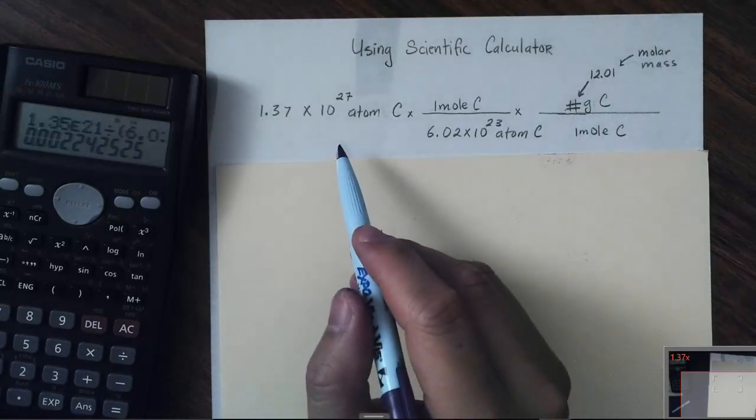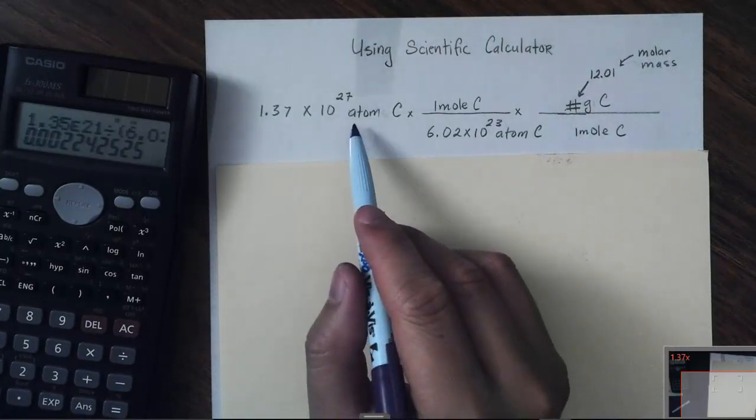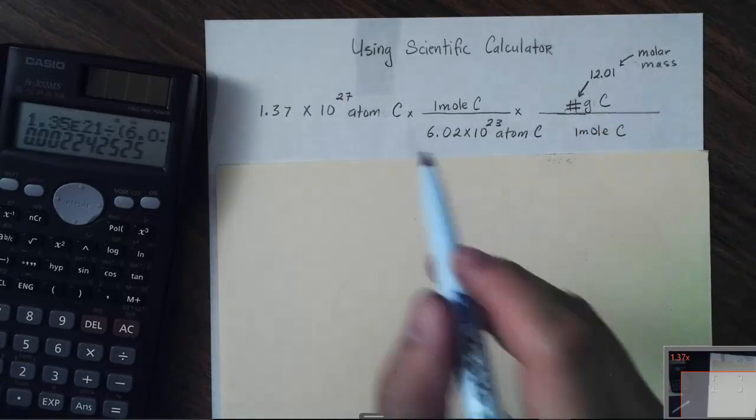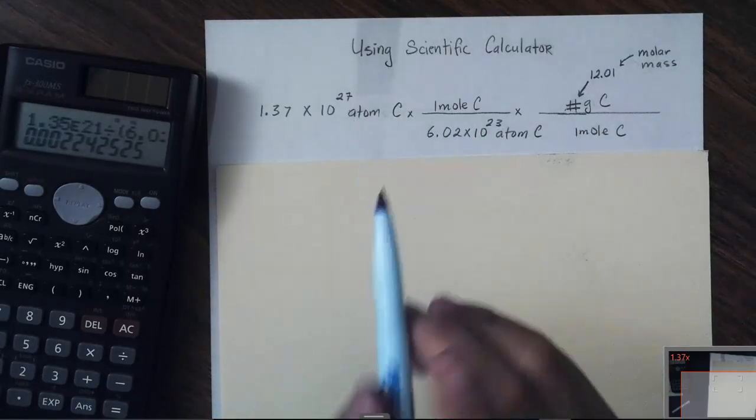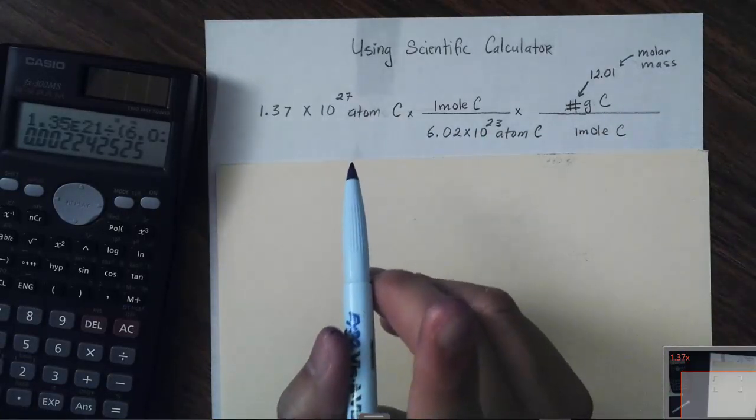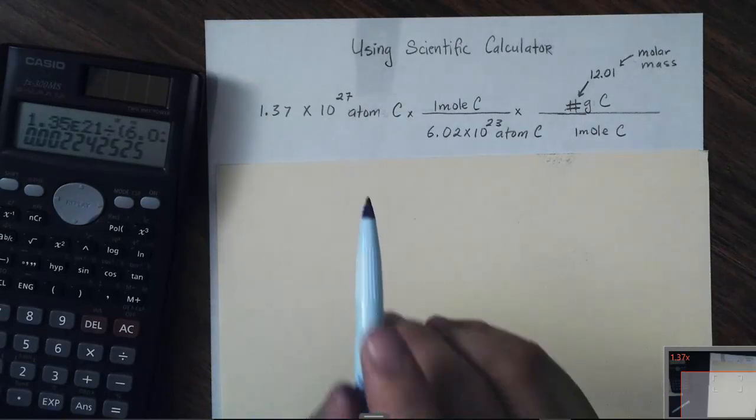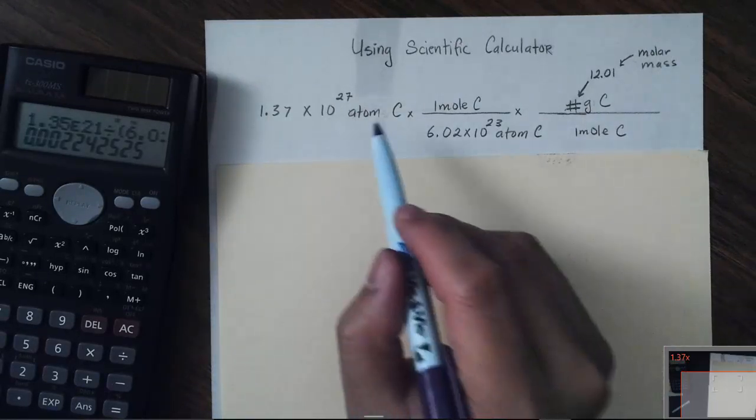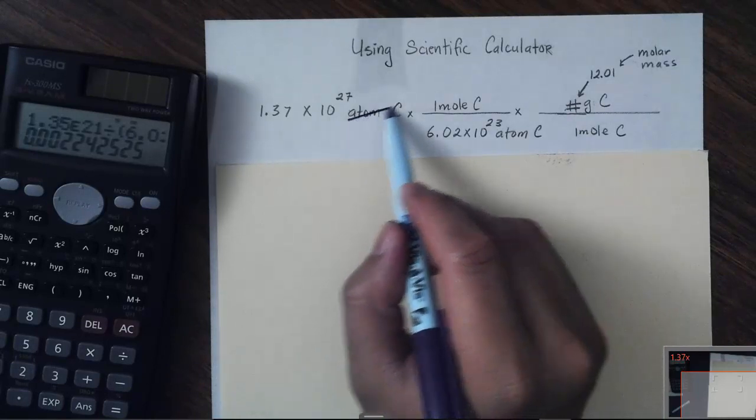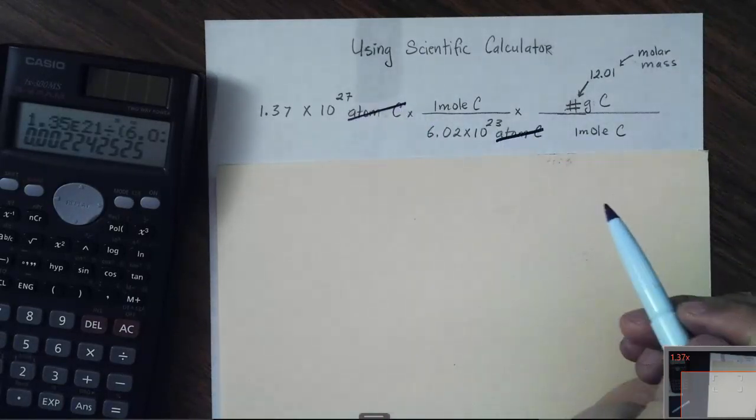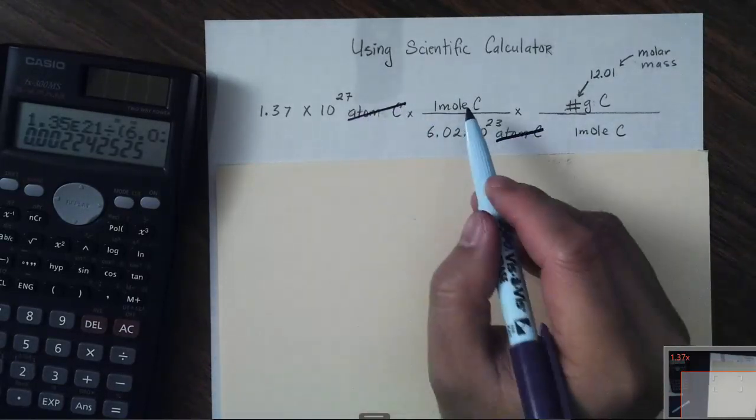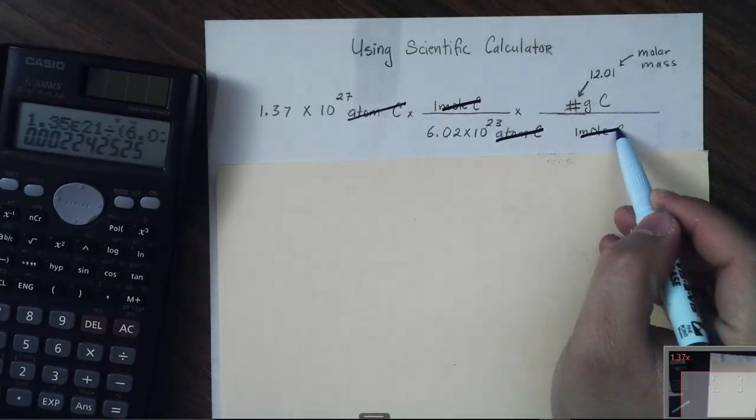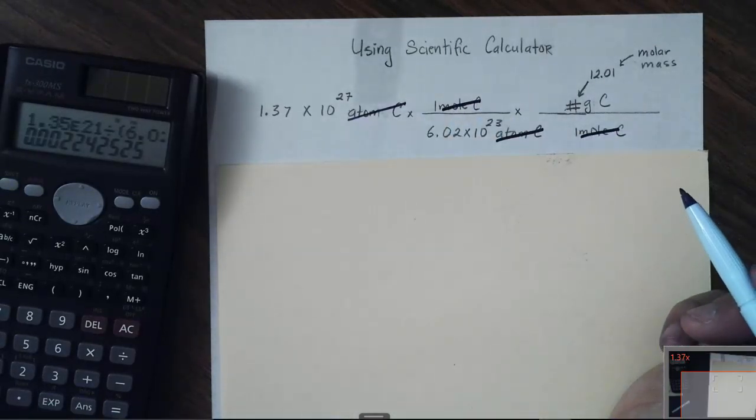Let's try a more complicated problem. In this case, we have the given multiplied by 2 conversion factors. And again, we're going to simplify by first canceling out the unit and the chemical that are the same and they divide by each other. So in this problem, we have atom of carbon canceled by atom of carbon because they divide by each other. Mole of carbon divided by moles of carbon. So what do we have?